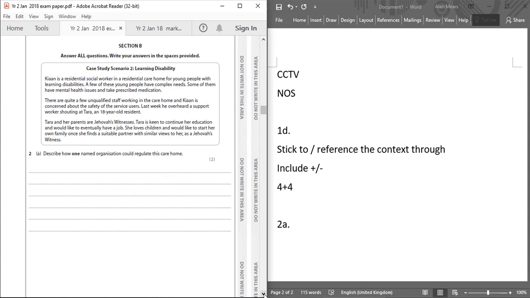Now, Tara and her parents are Jehovah's Witnesses. Tara is keen to continue education, job, loves children, wants a family, wants a relationship, and is a Jehovah's Witness. So the first part of the case study is about the case worker. You've got this little extra bit added on, which I imagine will be more relevant in a later question.